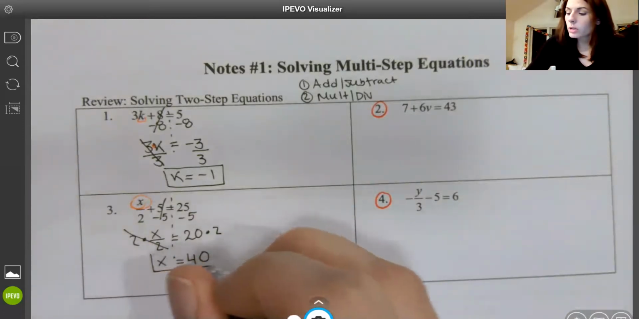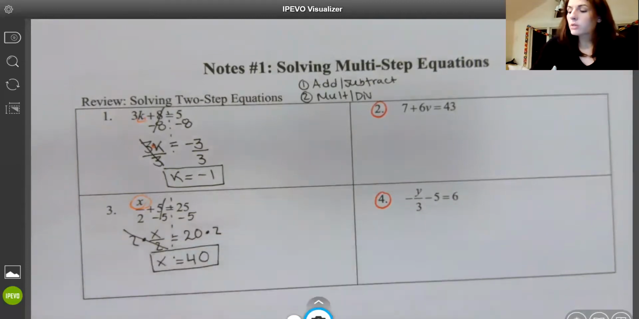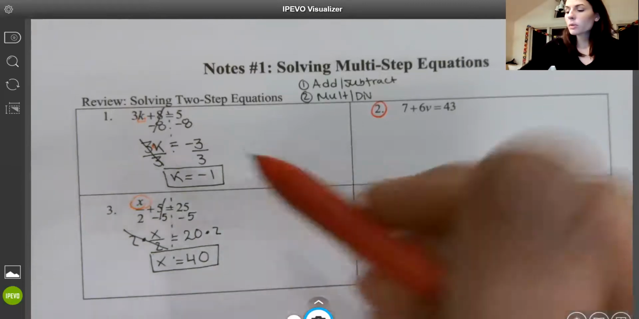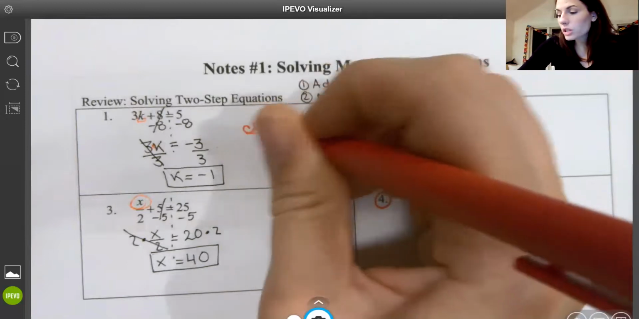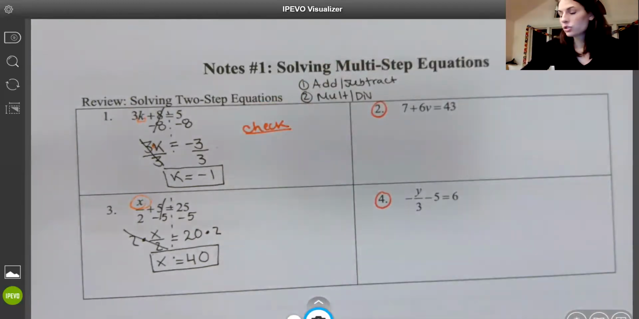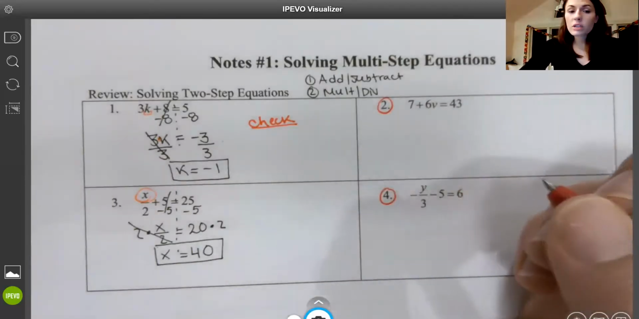Now what I'm going to ask you to do is go back and check these. You don't have to check every single time that you solve an equation. It's a good idea on a quiz or a test to do a quick mental check. But we're going to go back to 1, and we're going to ask, how could I check to make sure that that's correct? The way that I could do a quick check is through substitution.